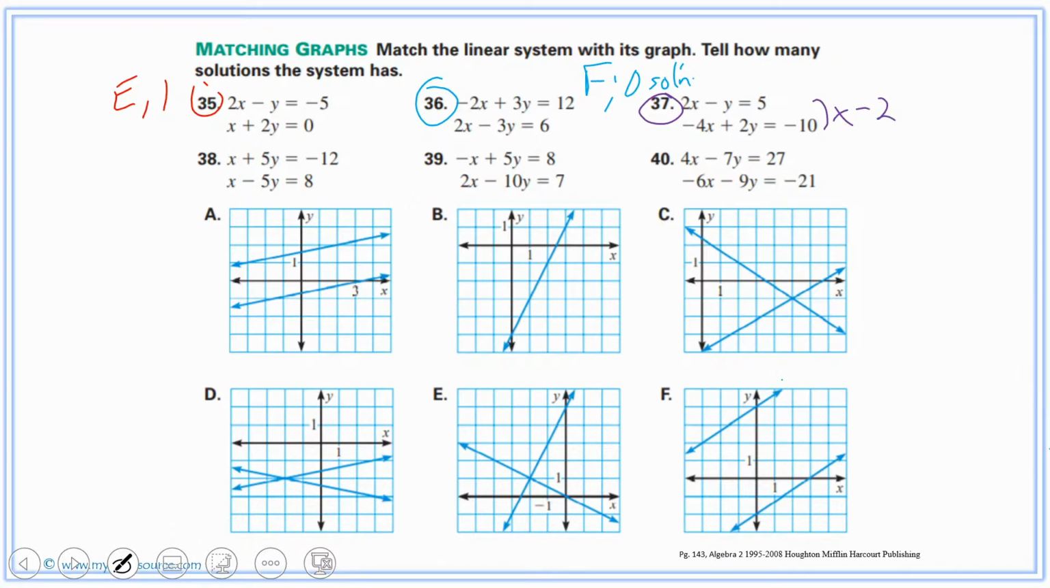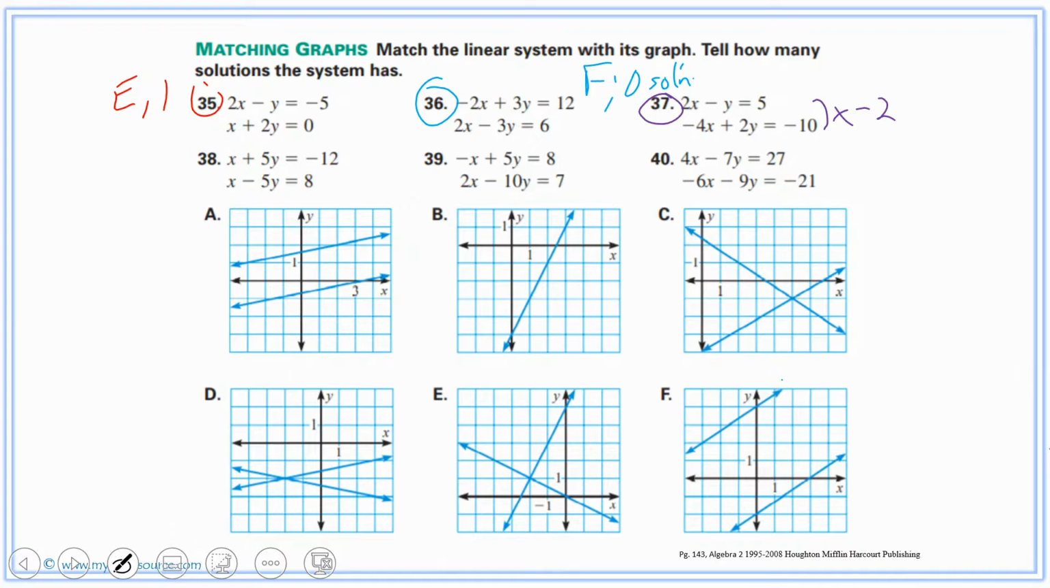If I multiply the first row by -2, -2 times 2 is -4, -2 times the negative y is positive 2y, and -2 times 5 is -10. Because they're multiples of each other, we know they're the same line. And because they're the same line, there are infinitely many solutions.